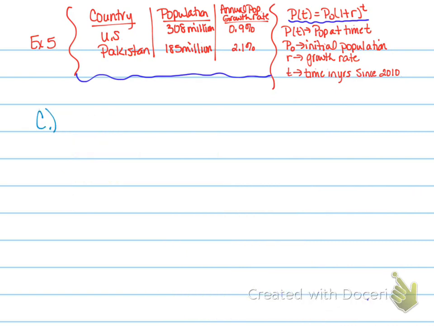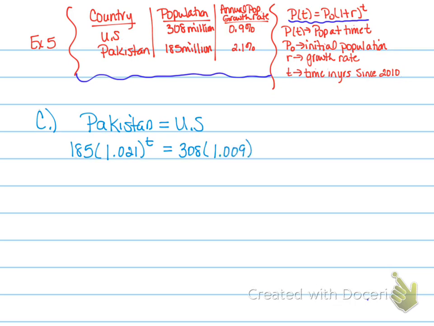All right, and finally in C, it wants to know, in what year will the population of Pakistan be the same as the population of the United States? So we want to know, when will the population of Pakistan equal the population of the United States? And so when we did the population in A, we said Pakistan, remember, was the 185 times the 1 plus 0.021. I'm going to go ahead and add that together. Raised to the T. And we want to know when that will equal the U.S., which was the 308 times the 1 plus 0.009. So I'm going to go ahead and add those together. Raised to the T.